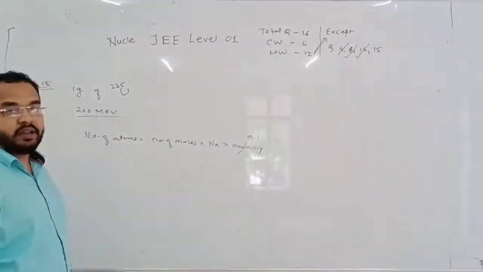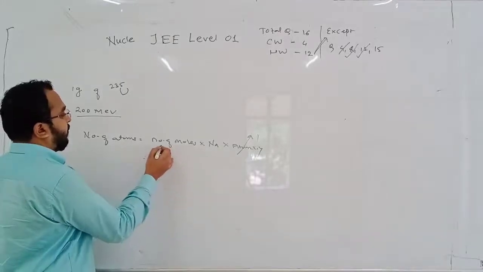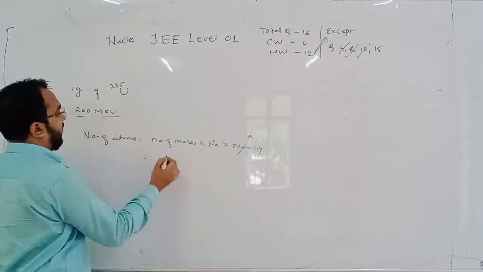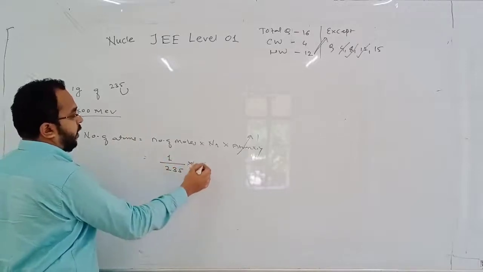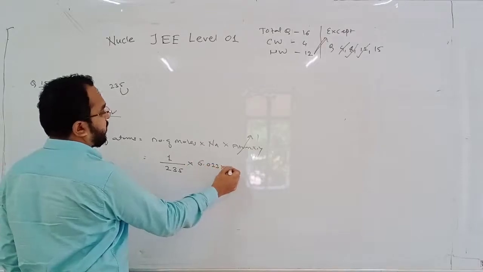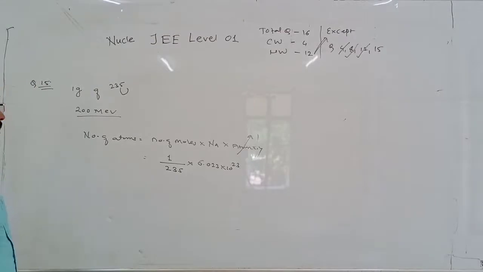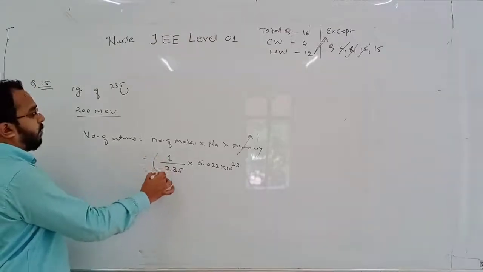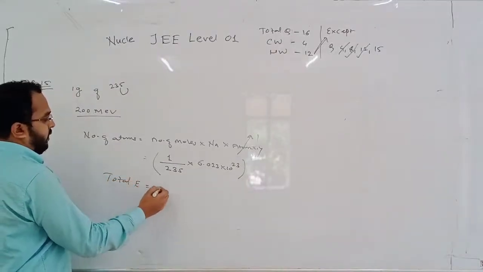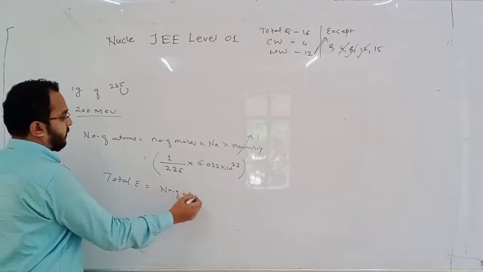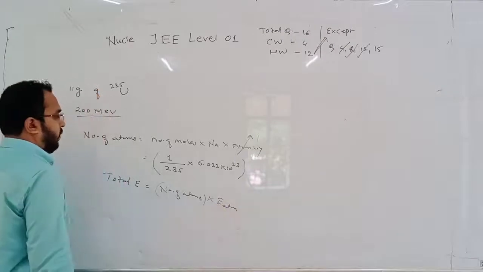You have studied this in 11th class, mole concept. Number of moles is mass upon molecular weight. Mass is 1 gram. Molecular weight is 235, that is mass number. Avogadro's number is 6.023 into 10 to the power 23. Now these are the number of atoms. The total energy is equal to number of atoms multiplied by energy of one atom. So we'll get the answer.